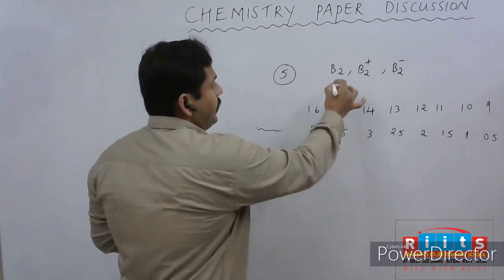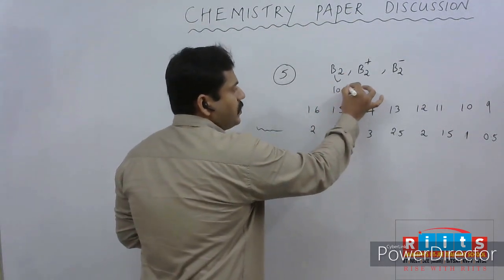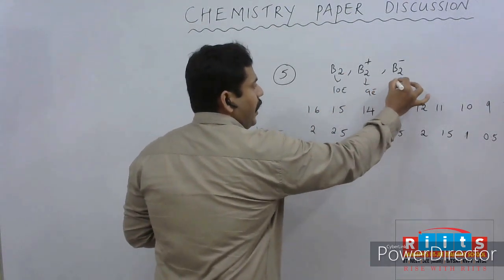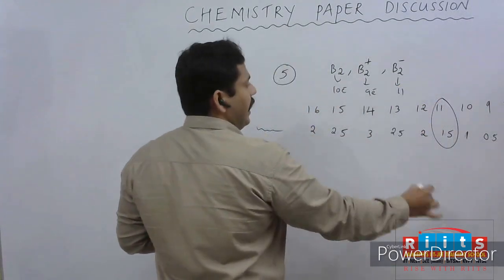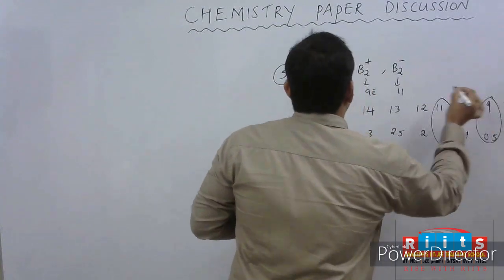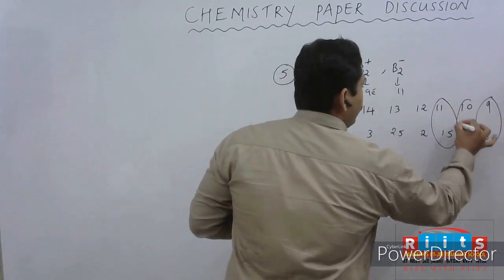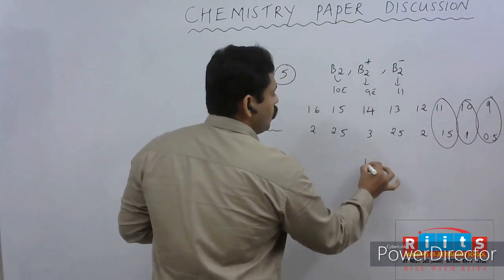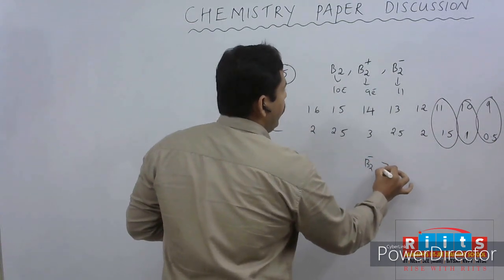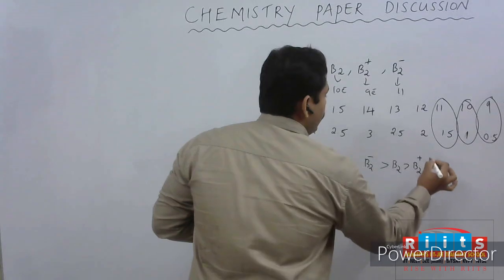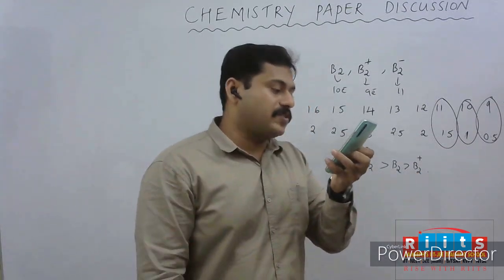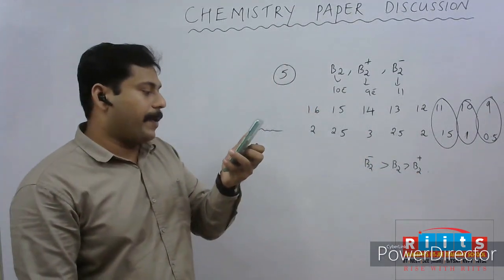So you take the B2. What is the total number of electrons? 10. B2 plus, 9. B2 minus, 11. So 11 electrons, 1.5. 9 electrons, 0.5. 10 electrons, 1. So the correct answer will be B2 minus, then B2, then B2 plus. So this is the correct answer. So which option is matching? Option C only matching. Thank you.